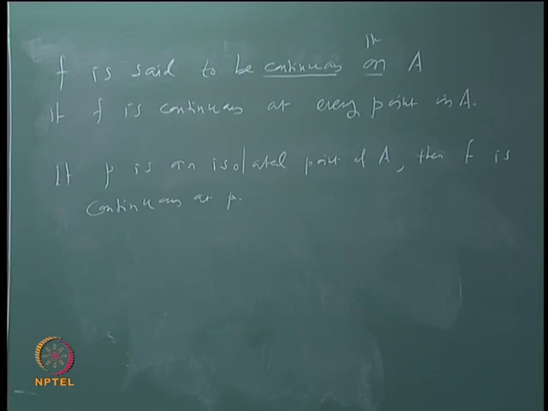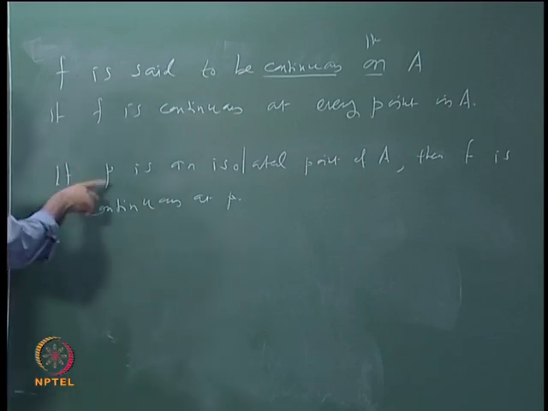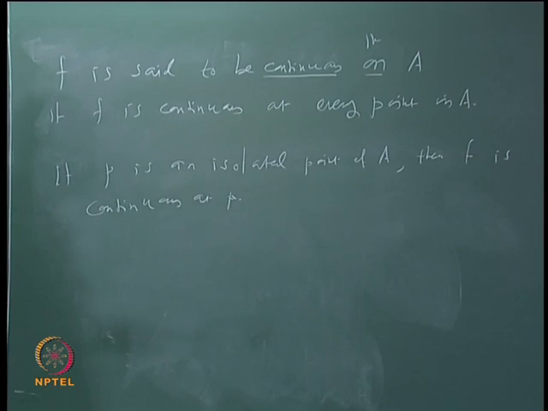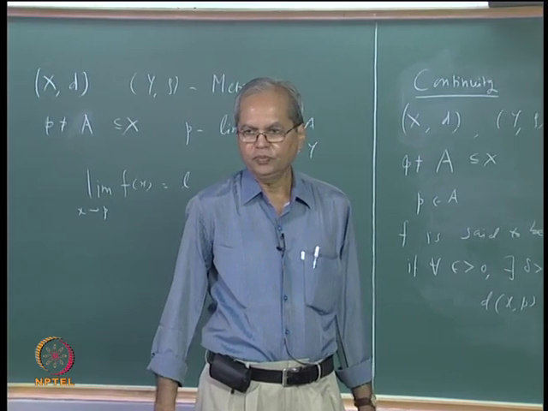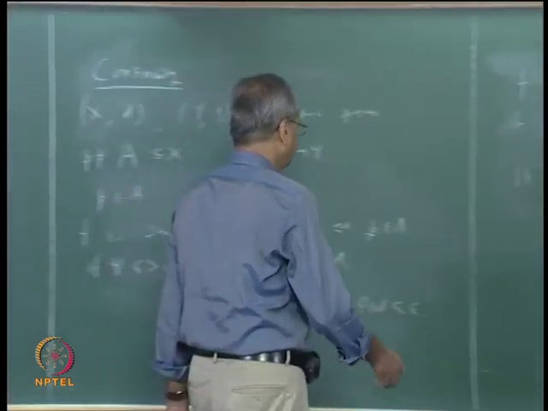Now, how does this follow? Okay, let us just see. Since P is an isolated point, what should happen is that there should exist a ball with center at P which contains no other point of A. Okay, let us see.